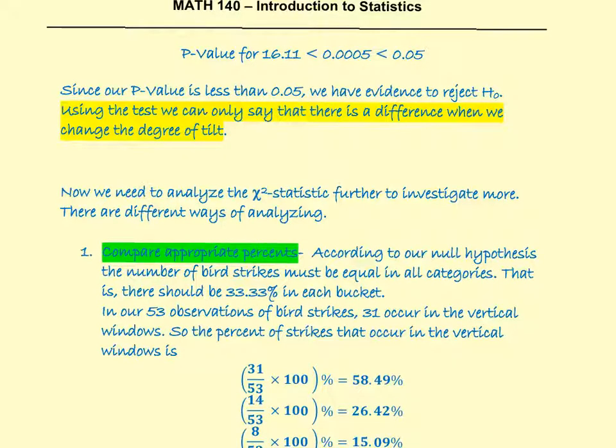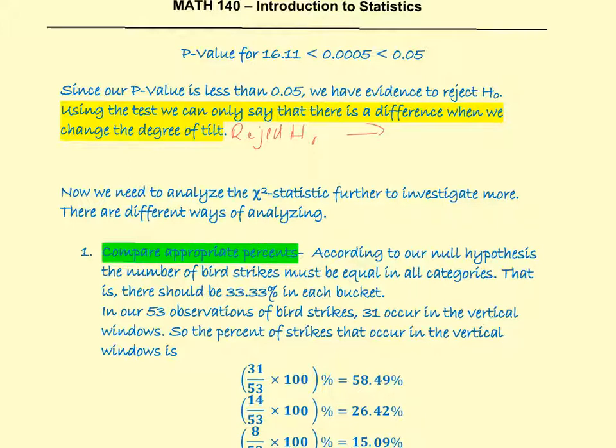So the p-value for the chi-squared statistic of 16.11 is less than 0.0005, which is way less than 0.05, which is our significance level. So since our p-value is less than 0.05, we have evidence, not only evidence, but strong evidence to reject the null hypothesis, which says that there is no difference in the number of bird strikes when we change the tilt, which means all counts should be equal. So this ends the chi-squared test. So we reject H naught.